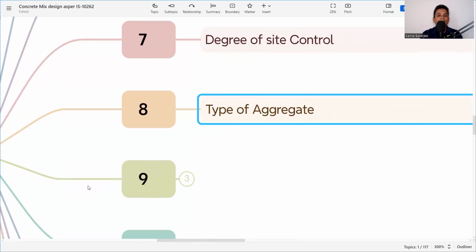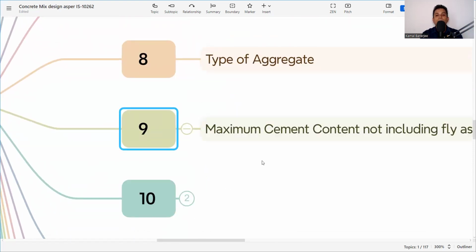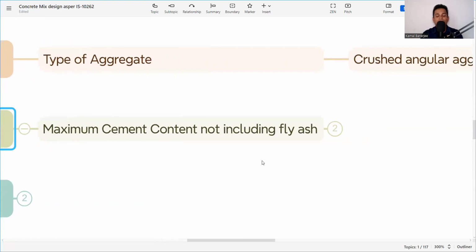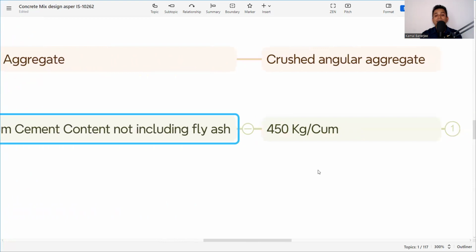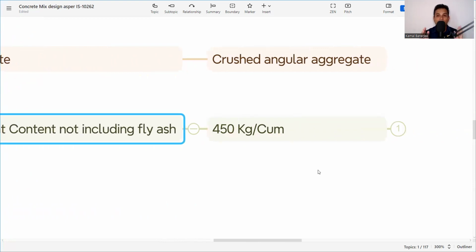The next part is maximum cement content not including fly ash. Now, as per IS 456, we have seen that the minimum cement content for this mix will be 320 kg per cubic meter. But can I exceed, can I limit, whatever, can we increase it as much as we want? 500, 600 kg per cubic meter? No, that also, a codal provision is there, and that is 450 kg per cubic meter. This is the maximum limit of cement we can use in any mix.